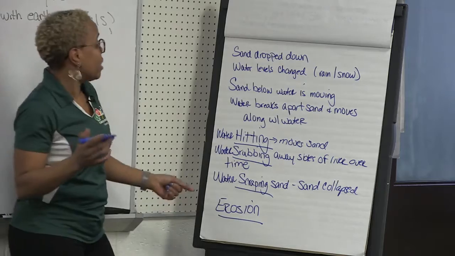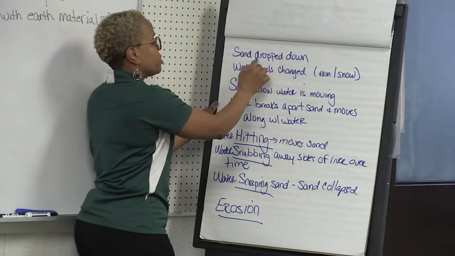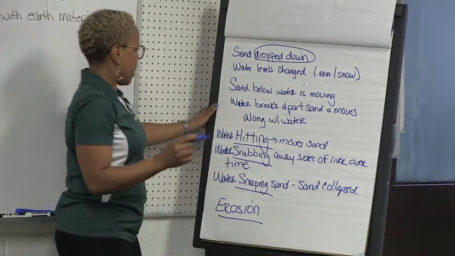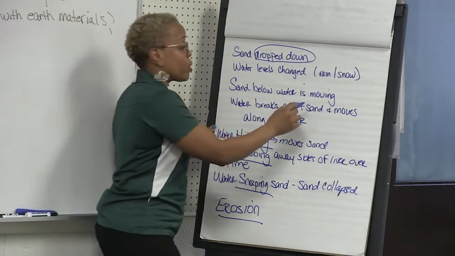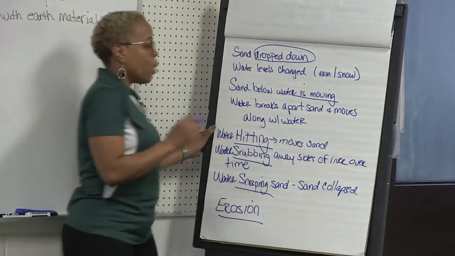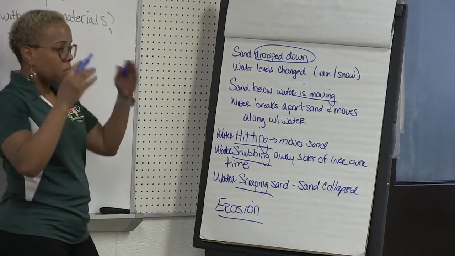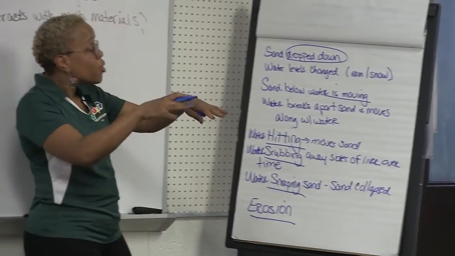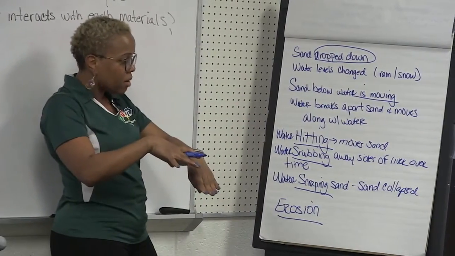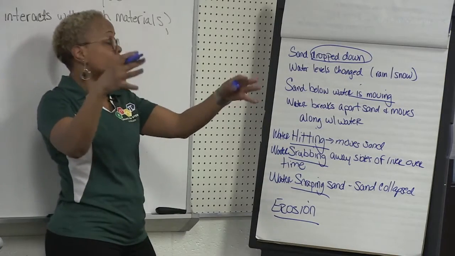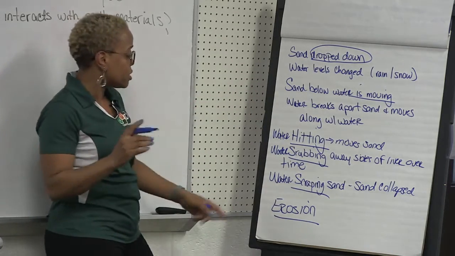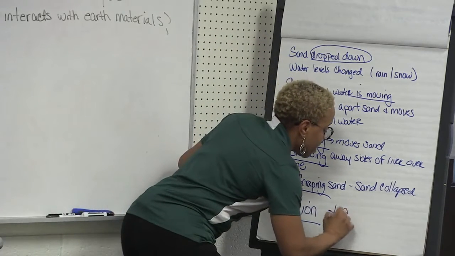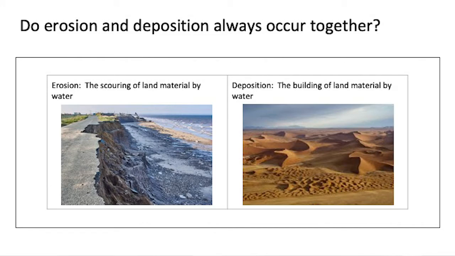And then when we talk about the land, we talked about the sand dropped down, and the sand below the water is moving. When the sand is moving and it is moving further along, either it's moving at the bottom of the water source or it could be moving further down the water source, that is called deposition. Thinking back to what we saw in our stream tables, we just talked about the processes of erosion and deposition.